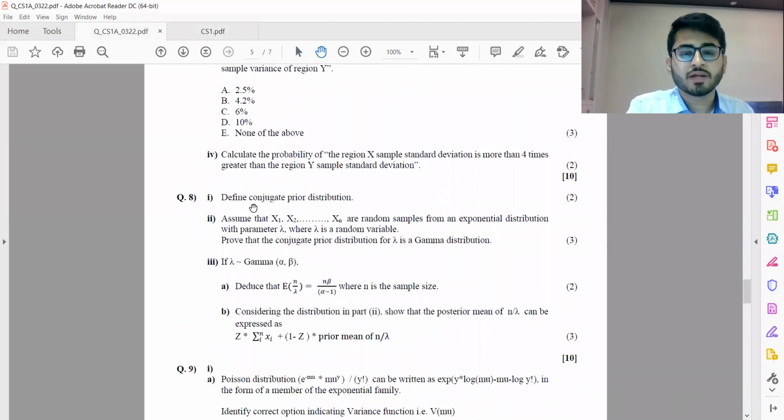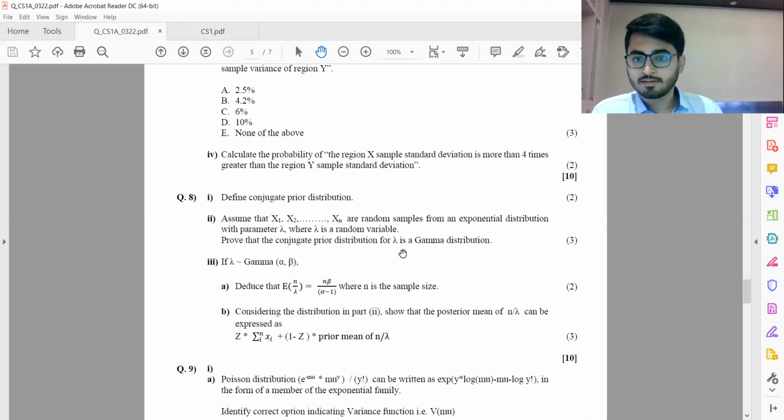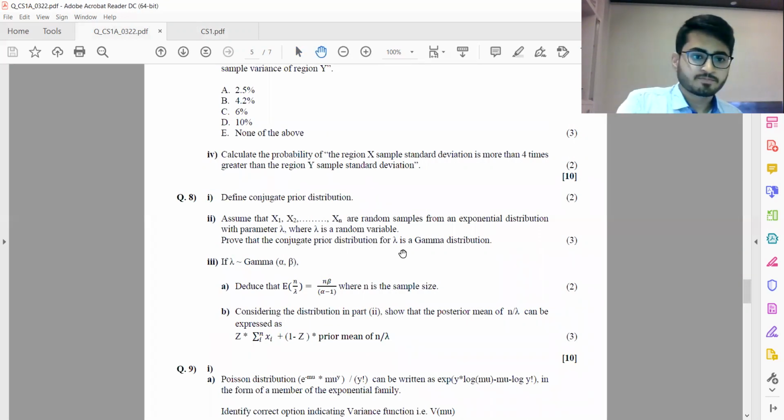Question 8, part 1, define conjugate prior distribution. It's direct theory bookwork. Part 2 is x1, x2 comes from exponential distribution, lambda itself is gamma. We need to show that the conjugate prior is gamma. So basically, you start with the prior as a gamma distribution and then find the posterior, and you'll see that the posterior is also gamma only.